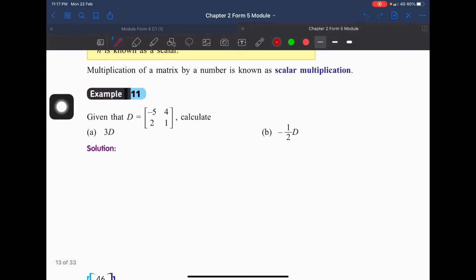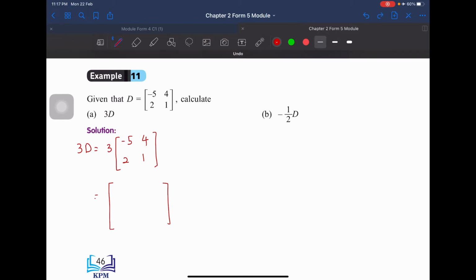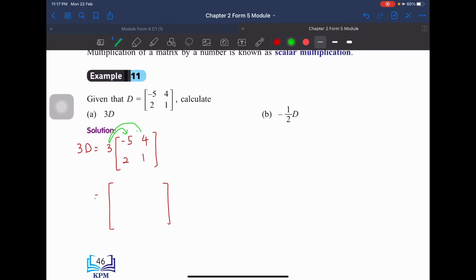So let's have a look at the first example. Example 11. Given that D is negative 5, 4, 2, 1, calculate 3D. It means you have a number 3 and you multiply with matrix D. And how to solve this scalar multiplication? You just multiply this 3 to each element inside. So your final answer will be 3 times negative 5 is negative 15, 3 times 4 is 12, 3 times 2 is 6, 3 times 1 is 3.